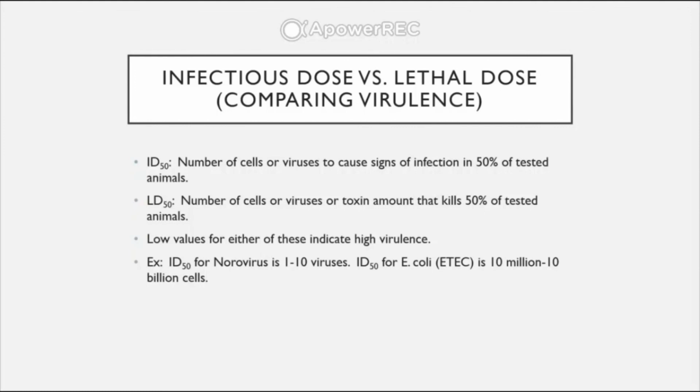So an example would be the infectious dose 50 for norovirus, which is often seen on cruise lines and things like that. It's spread through the fecal-oral route, can cause disease or infection with as little as 1 to 10 viral particles. However, for the infectious dose 50 of E. coli, you need roughly 10 million to 10 billion cells.